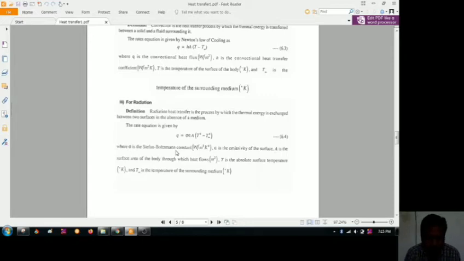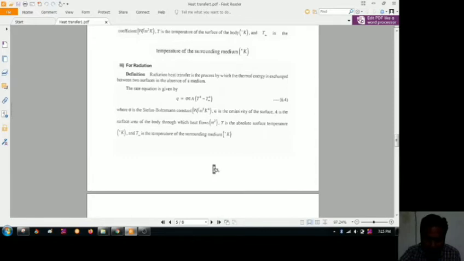Here sigma is the Stefan-Boltzmann constant, in watts per meter square Kelvin to the power 4, epsilon is the emissivity of the surface, A is the surface area of the body through which the heat flows, in meter square, T is the absolute surface temperature in Kelvin, and T infinity is the temperature of the surrounding medium. Once again, Q is equal to sigma epsilon A into T to the power 4 minus T infinity to the power 4. That is the equation for radiation.